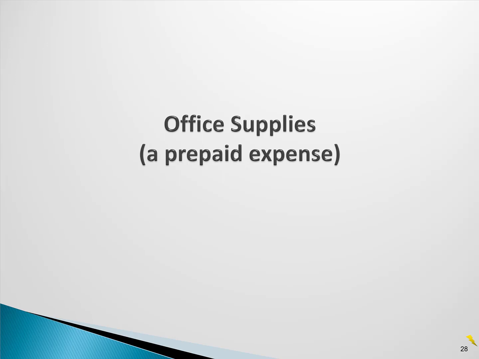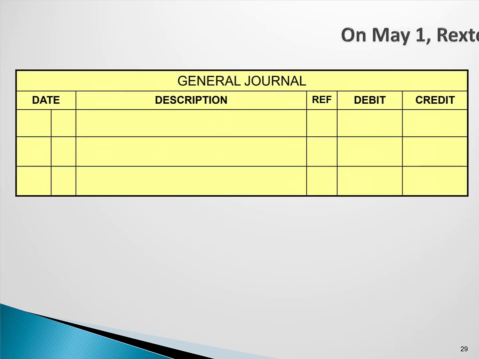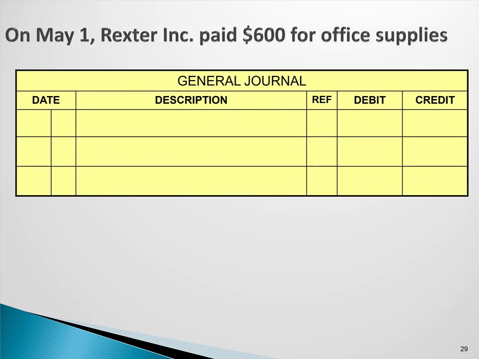Now let's learn how to do the adjusting entry for another prepaid expense, office supplies. So on May 1st, Rexter Incorporated, my favorite company, paid $600 for office supplies. So we just need to do the journal entry now for the purchase of the office supplies.